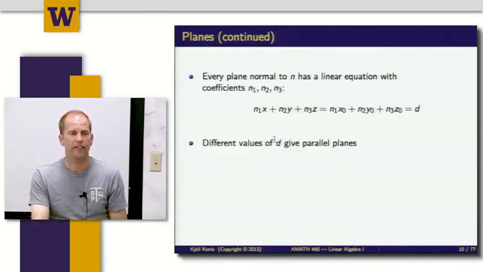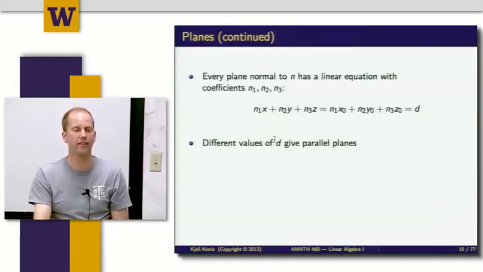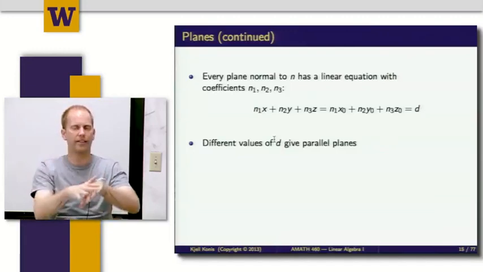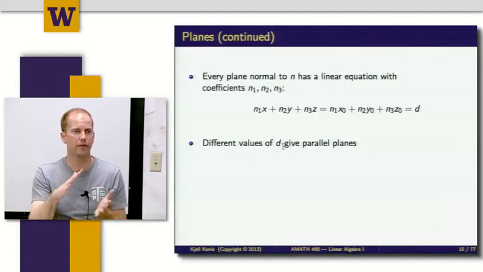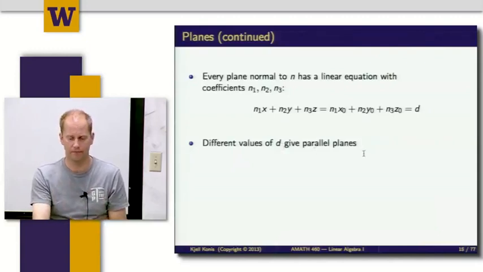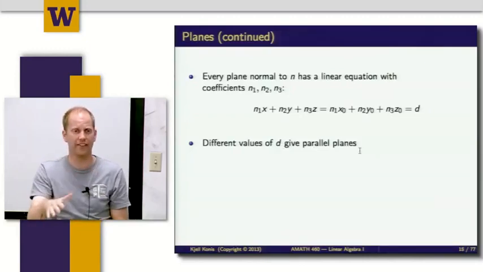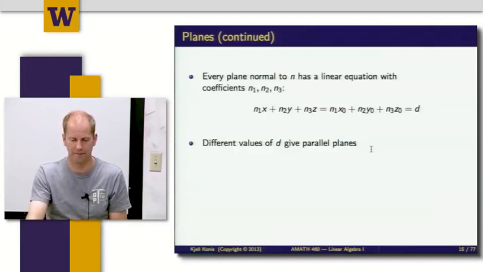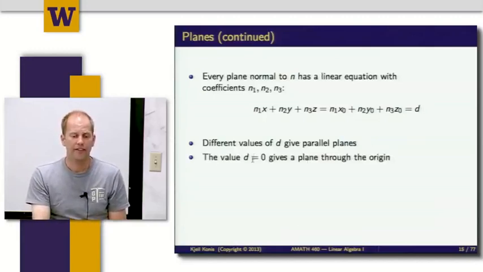And then different values of d. If the planes are perpendicular to the same vector, they're going to be parallel. So different values of d just shift the planes up and down, but they're never going to intersect. Oh wait, sorry, the distance between the planes is what's changing. Sort of the slope of the planes is what's staying the same. And then if I choose d equal to 0, that gives me the plane through the origin.